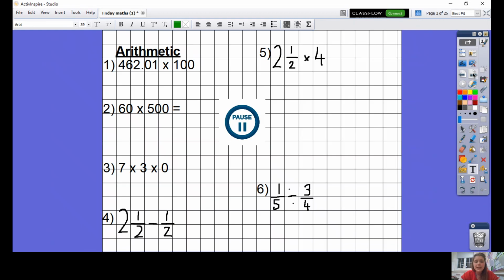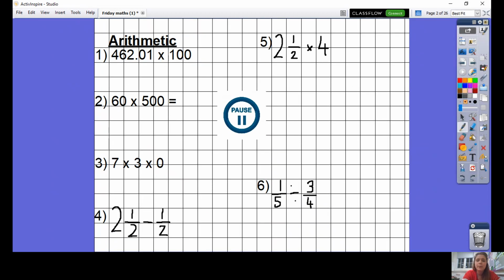Right, so for today, you're going to start with your arithmetic. See if you can make yours absolutely beautiful, see if you can show all of your working out, and see if you can remember to use a ruler. It's time to pause the video and answer these 6 questions on your paper. Everybody please pause the video now and answer these 6 questions.